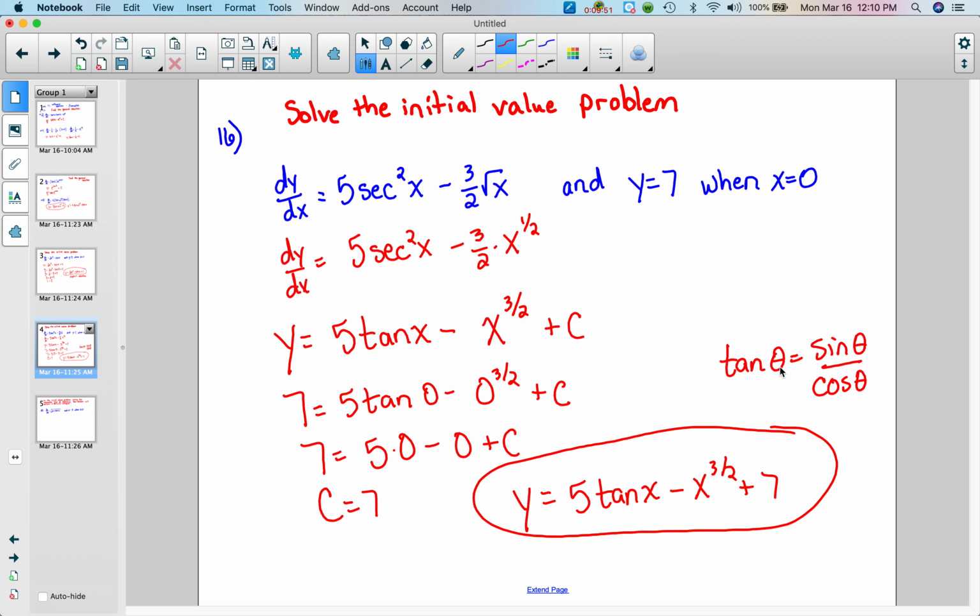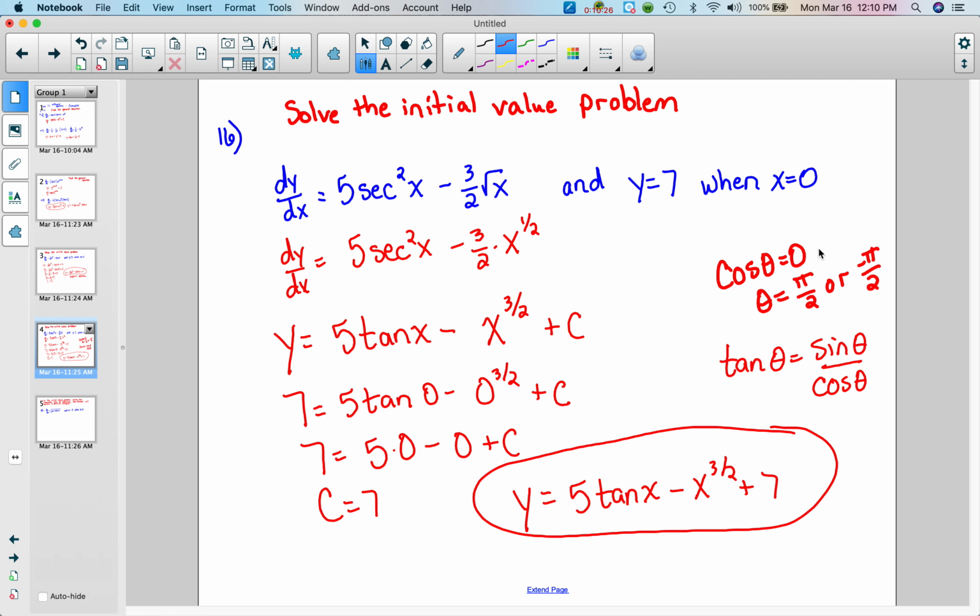Because tangent theta is undefined when cosine is 0, think about when cosine theta equals 0: when theta is pi over 2 or negative pi over 2. Actually, it's any odd multiple of pi over 2. Think of the unit circle. Anytime it's at the top or bottom of the unit circle, cosine is going to be 0, which means tangent is undefined. So we're going to have to put this stipulation.